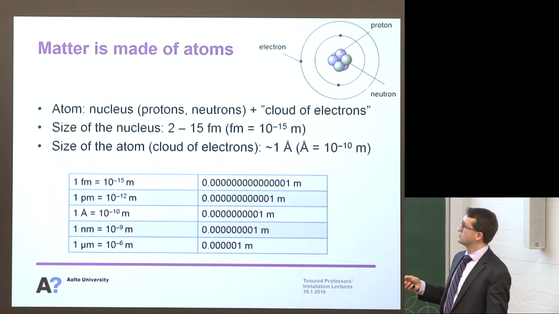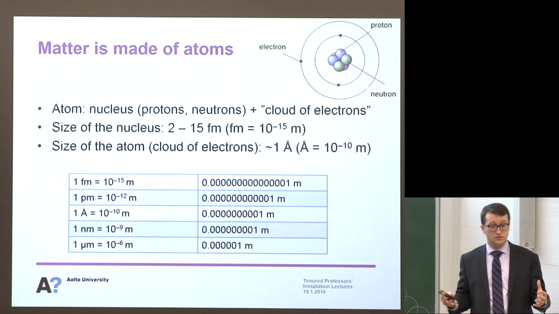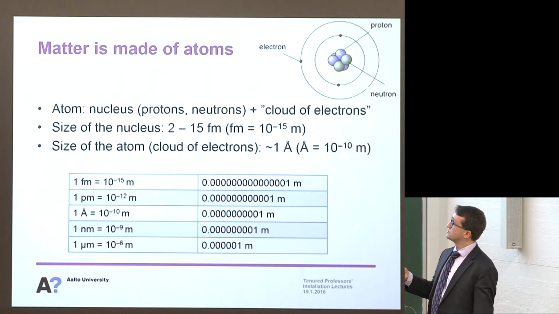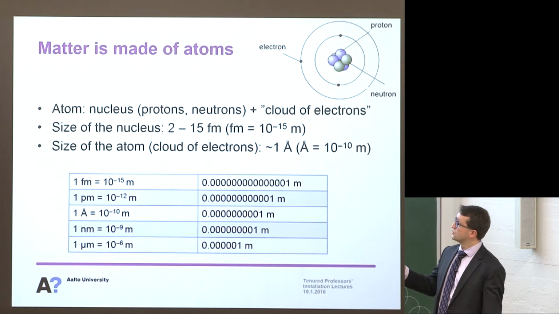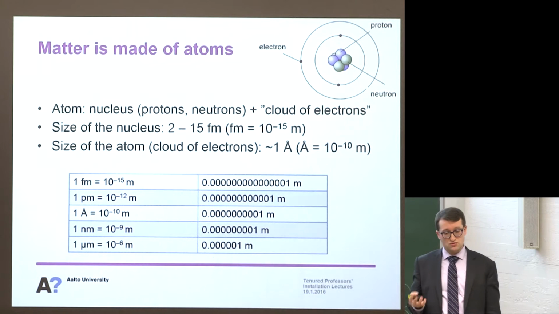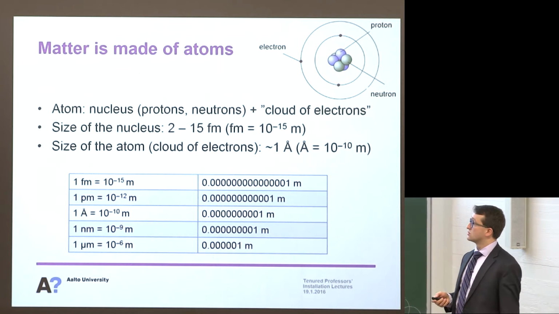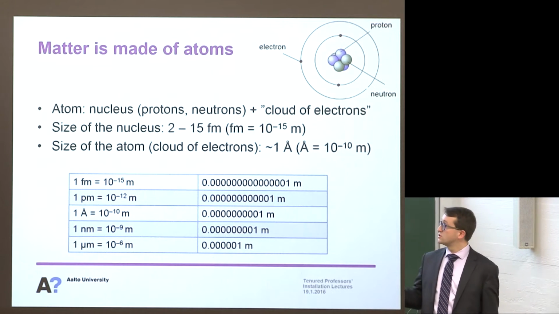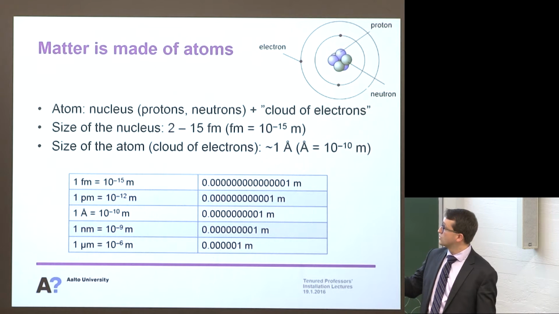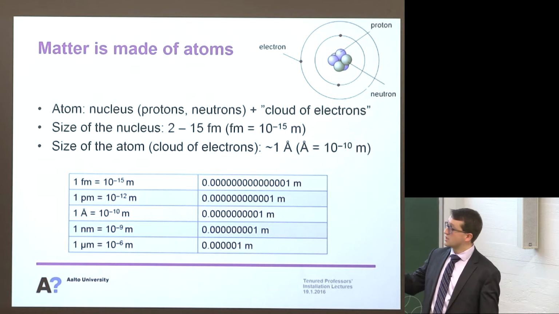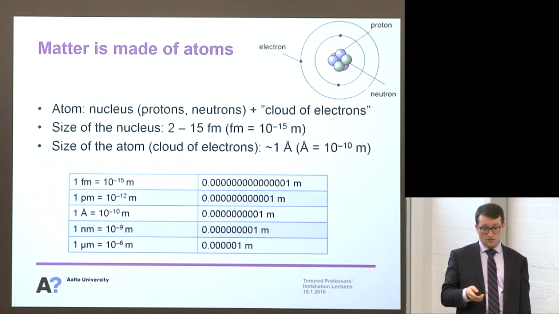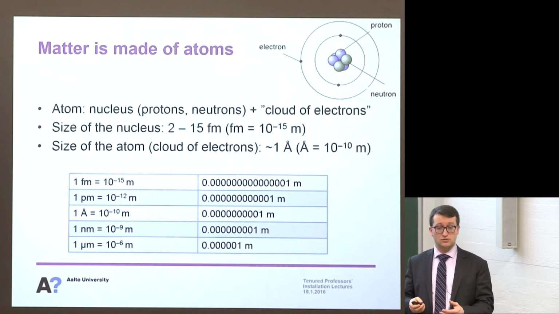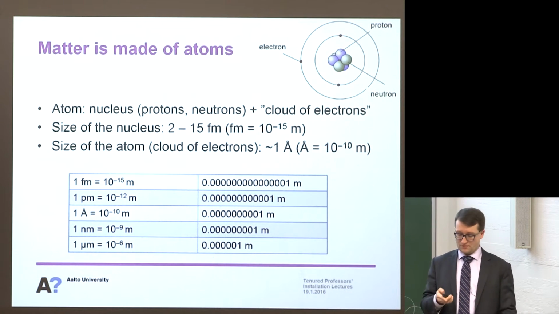The size of the atom, on the other hand, essentially defined now by the cloud of electrons, is a bit bigger. The unit is called 1 angstrom. It's 0.1 nanometers, or if you wish, a lot of zeros and 1. The main difference between these two scales, the 1 angstrom and the nucleus size, is that this is actually accessible by modern microscopes. You can see individual atoms nowadays, but not the nucleus. Okay, so we're talking about fairly small things, as pointed out already in the previous talk.